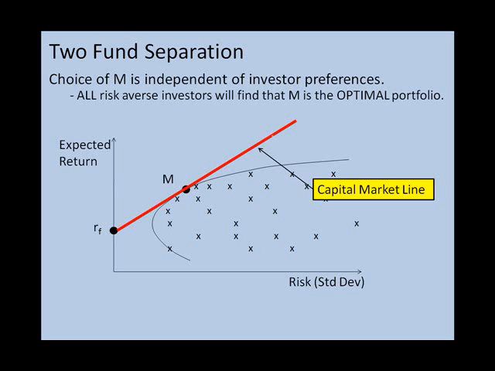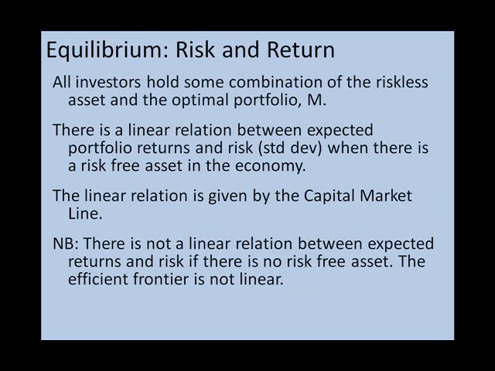The other thing to notice about two-fund separation is that we now have a linear relationship between expected returns and risk. This linear relationship is often referred to as the capital market line. So Markowitz had two key insights that revolutionized finance. First of all, investors will hold some combination of the riskless asset and the optimal portfolio M. And second, there is a linear relation between expected portfolio returns and risk when there is a risk-free asset in the economy. And this linear relation is given by the capital market line.